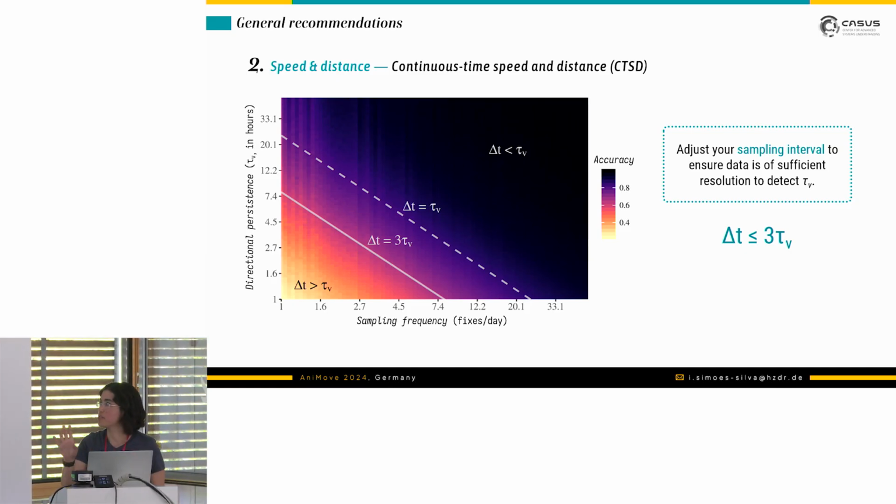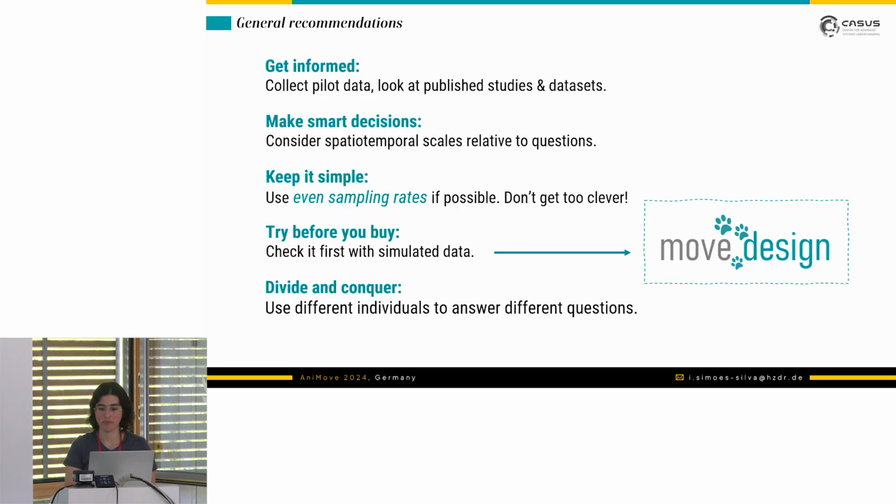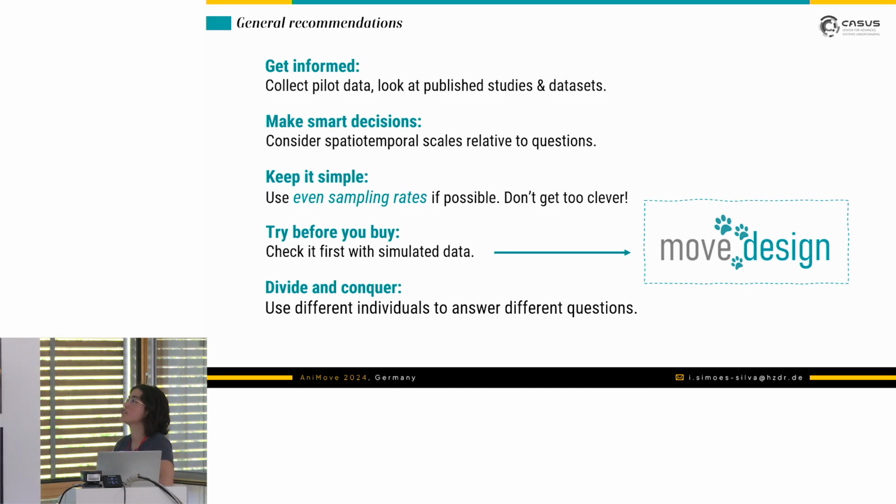But yeah, around 3 times the directional persistence. Ideally, if you're lucky enough, you can try to do a pilot data study to see if you can get some information beforehand. Or maybe you know someone that has done a study with a similar species and you can use that information.